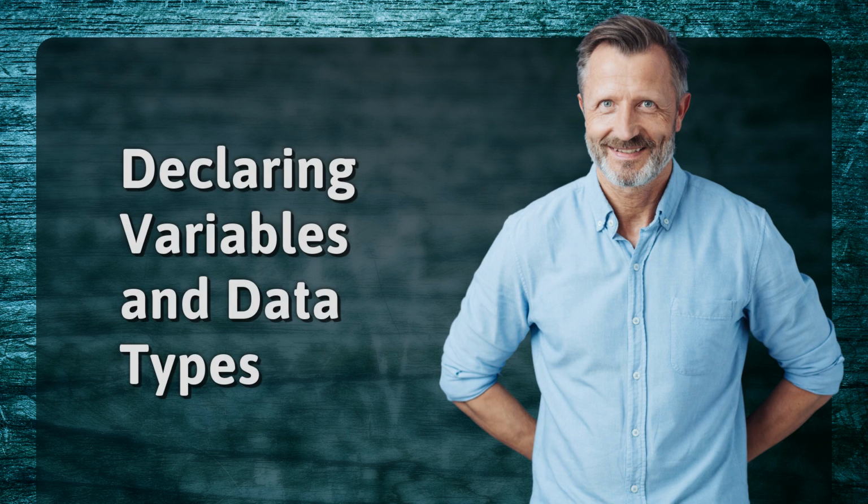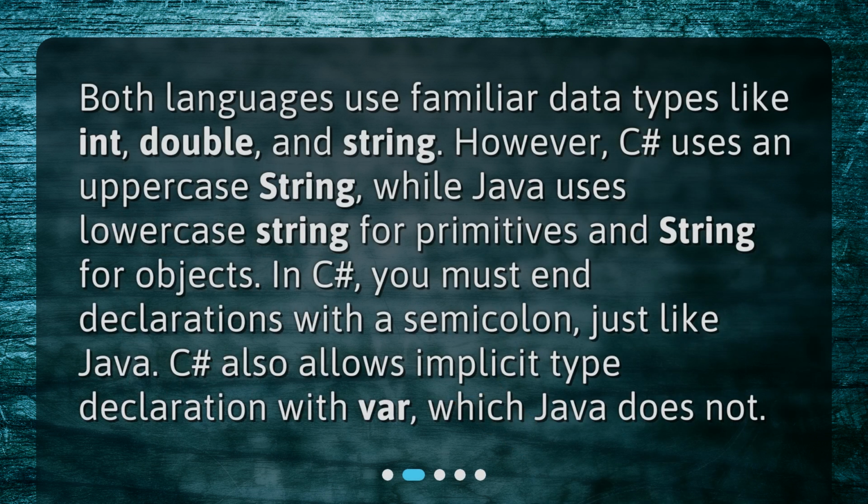Declaring variables and data types. Both languages use familiar data types like int, double, and string. However, C# uses an uppercase String, while Java uses lowercase for primitives and String for objects. In C#, you must end declarations with a semicolon, just like Java. C# also allows implicit type declaration with var, which Java does not.